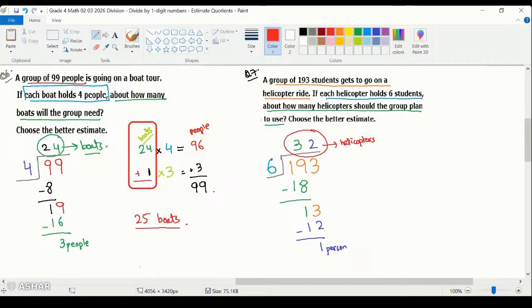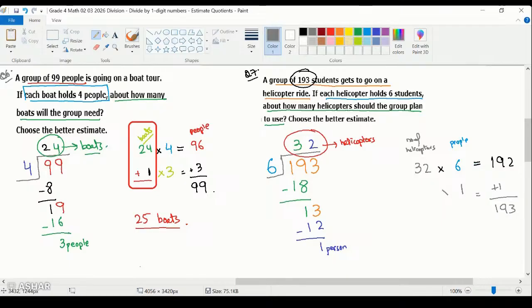That means, let's say these were the number of helicopters needed. If 32 helicopters were needed and each helicopter has 6 people, the total number of people accommodated would be 32 times 6, which is 192. But we had 193 students, right? That means 1 student is left. 1 student also needs to go on the helicopter ride.